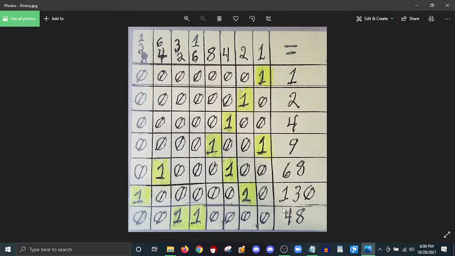Now, one thing I want to point out is if all the bits were turned on, you add 1 plus 2 plus 4 plus 8 plus 16 plus 32 plus 64 plus 128, if all the bits were set to a 1, all 8 of them. And that adds up to 255. This is why 255 is the maximum number that you can have in any octet of an IP address.